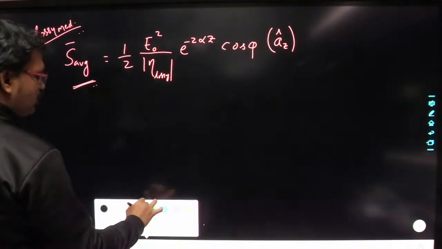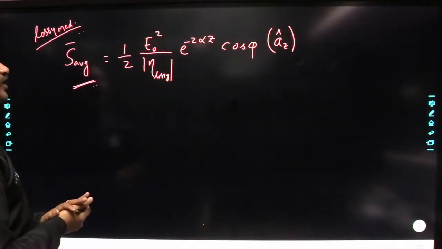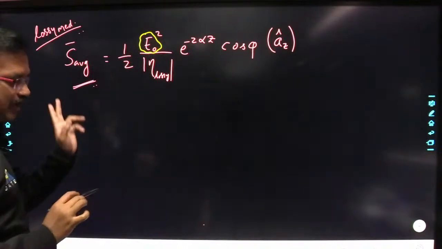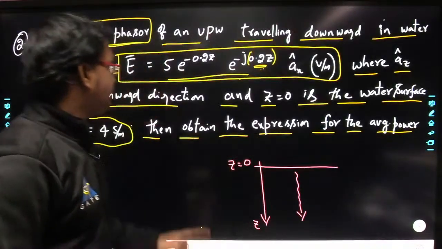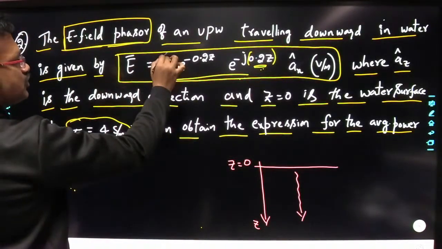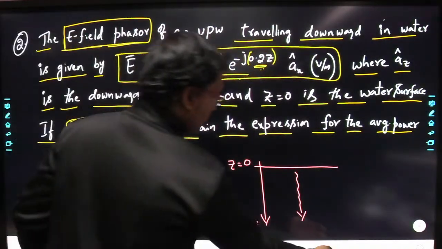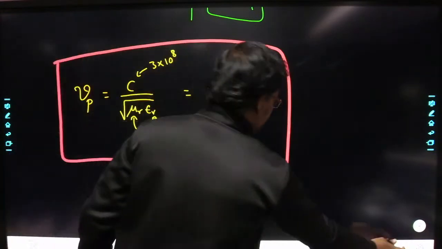Now you have written the formula. What you have to determine is the amplitude of the electric field. So in the problem, let us check. They have given the amplitude of the electric field; it is the E naught value. Sorry, wait.